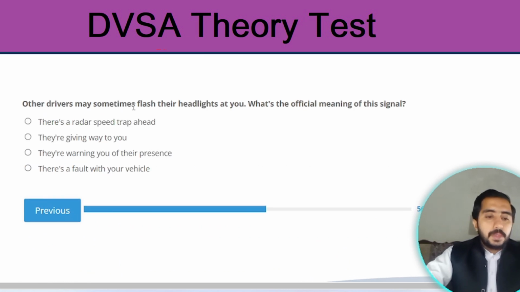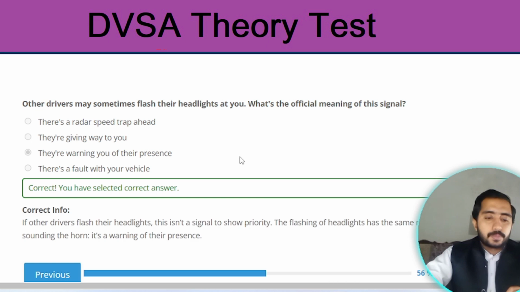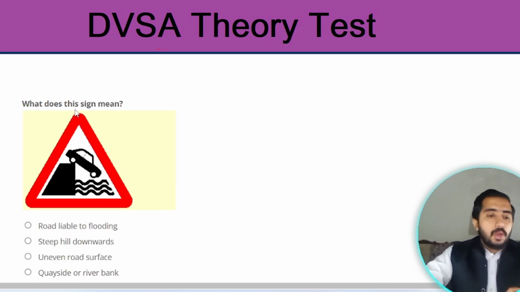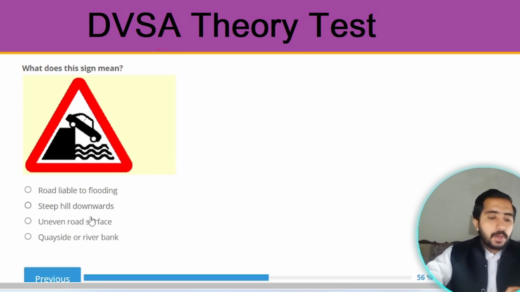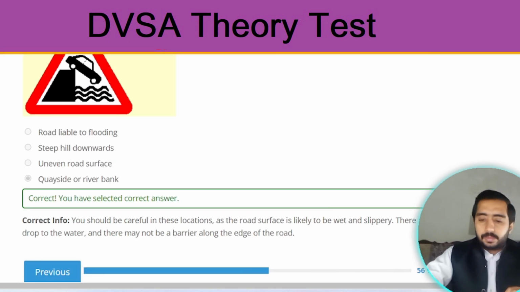Other drivers may sometimes flash their headlights at you. What's the official meaning of this signal? The official meaning of this signal is they are warning you of their presence, which is option number C. Next one. This sign is represented by a quayside or a river bank. Next one.